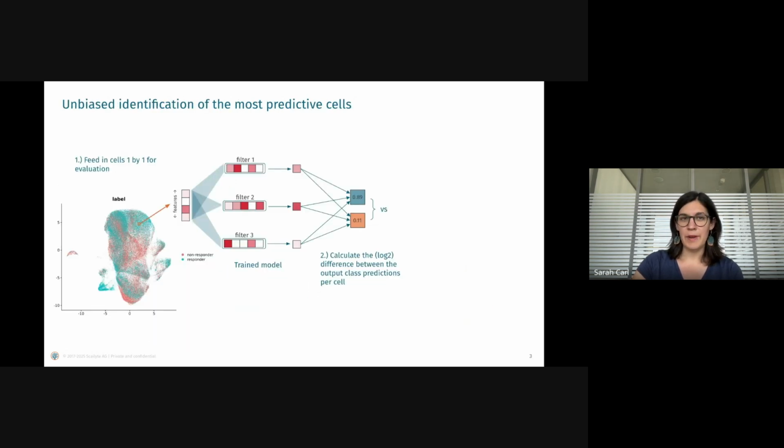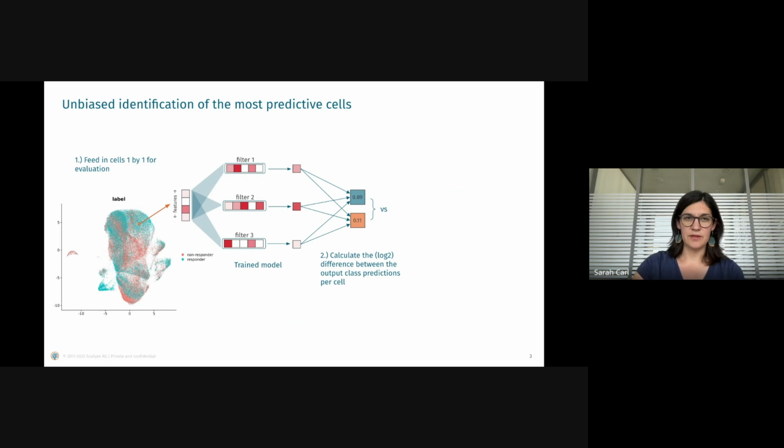Moreover, what I find really powerful with this approach is that after we have trained models to make predictions on a sample level, we can use them to go back and assign a score to every individual cell, which indicates how predictive that one cell is of a given endpoint. We do this by sampling cells one by one and feeding them into the pre-trained model.